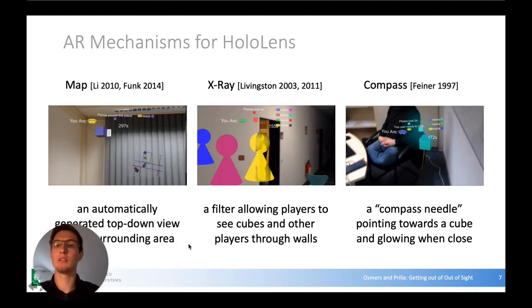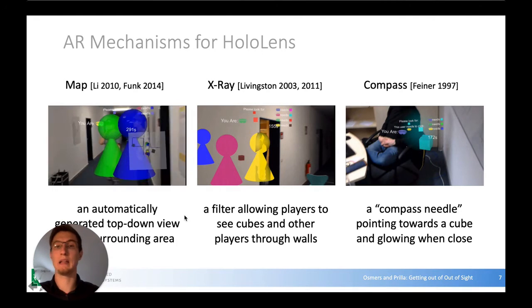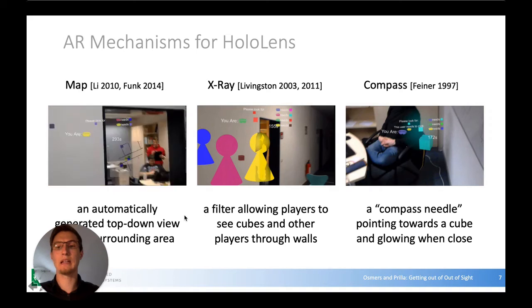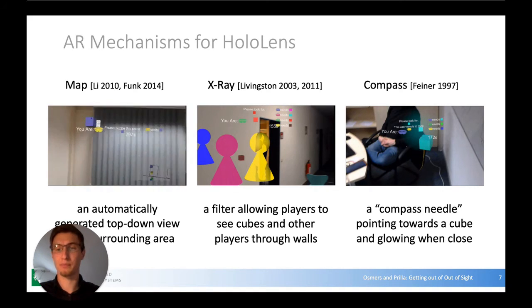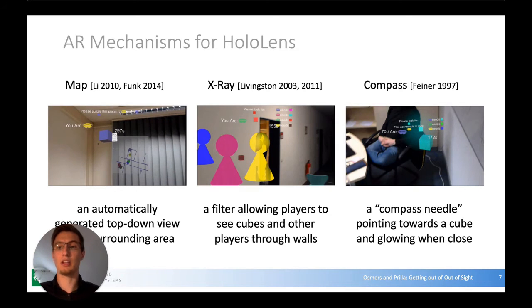Having a closer look at those AR mechanisms for the HoloLens, we can have a look at the map, also implemented by Lee and Funk. It is an automatically generated top-down view of the surrounding area. And here you can see that cubes are represented as squares and players as circles in their respective colors.